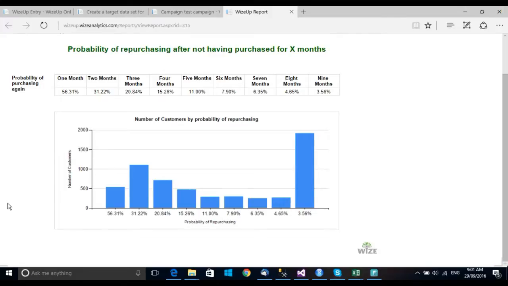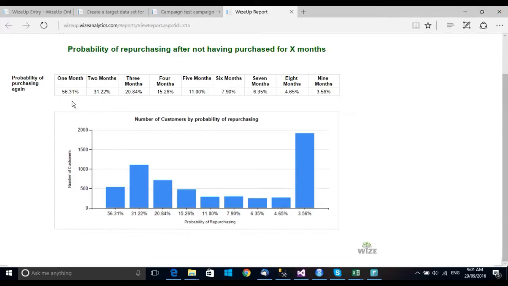Today we're going to talk about how you can re-engage customers who've not purchased in a while. We start by looking at people and the probability of them repurchasing. One of the pieces of analysis which we produce and we typically use for this is probability of purchasing, which shows the likelihood of purchase based on how many months since they've made their last purchase.